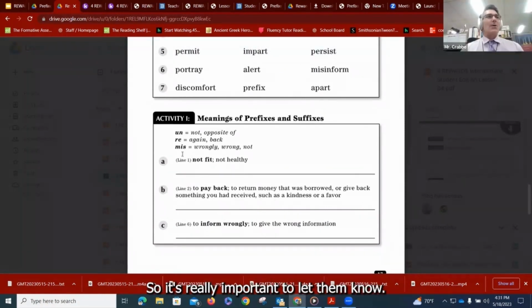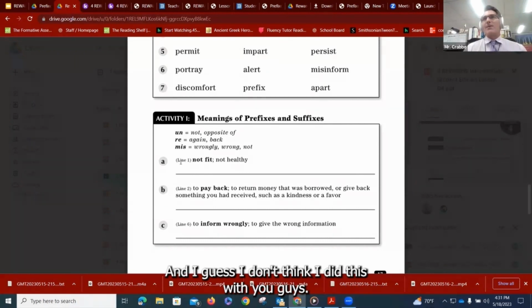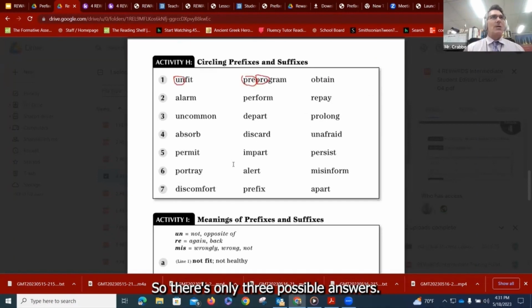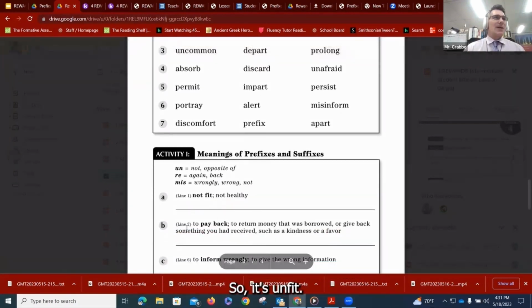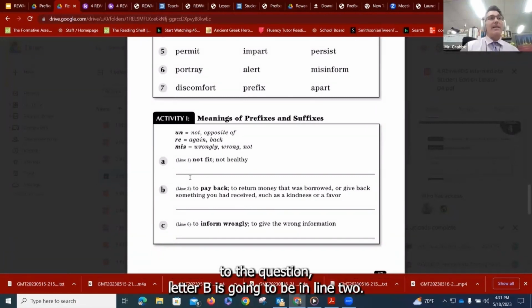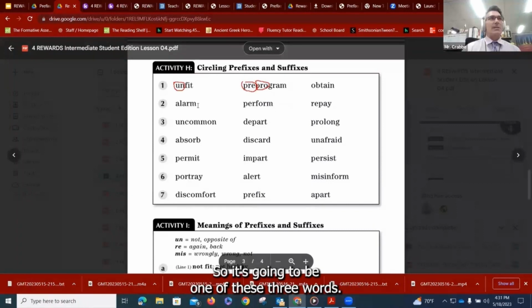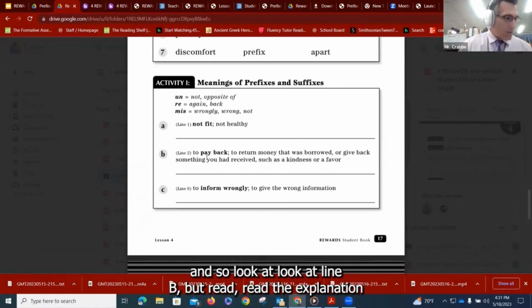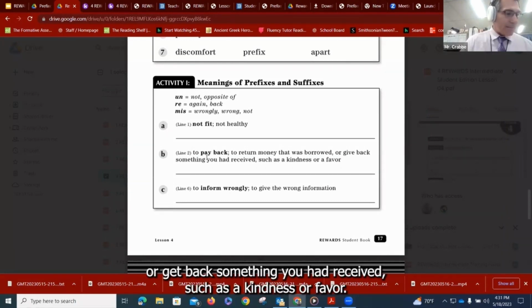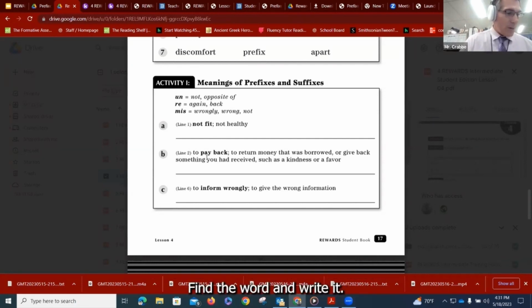So it's really important to let them know, and I don't think I did this with you guys: in section A, it tells you what line they're going to find the answer. So there's only 3 possible answers. So it's unfit. For the next one, B, notice the answer to the question, letter B, is going to be in line 2. So it's going to be one of these 3 words. Look at B, read the explanation with me. To pay back, or to return money that was borrowed, or give back something you had received, such as a kindness or favor. Find the word and write it.